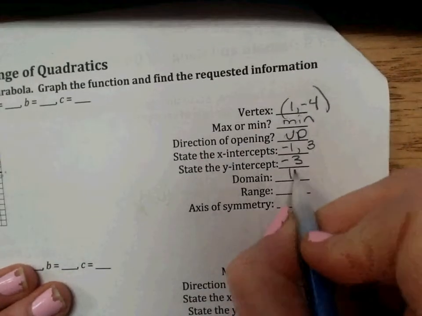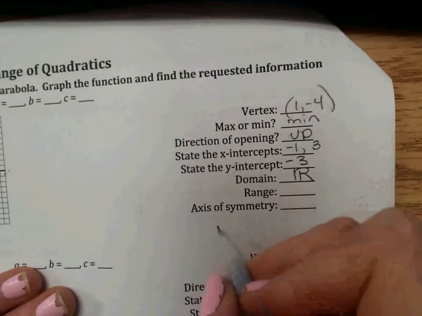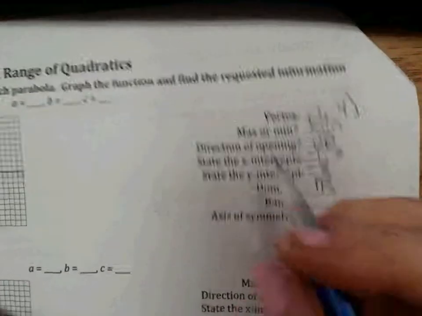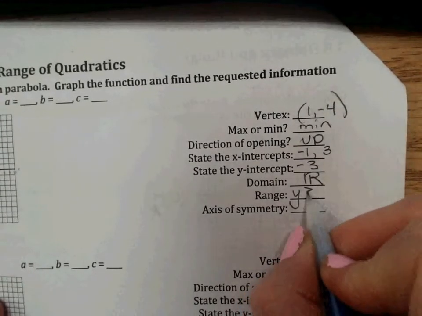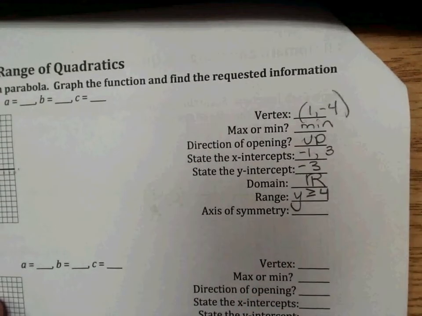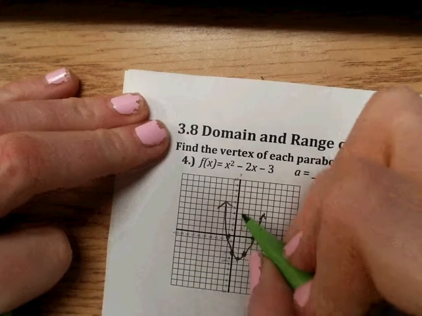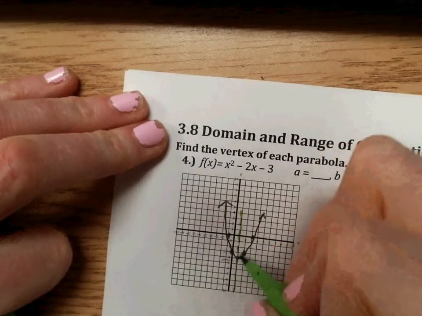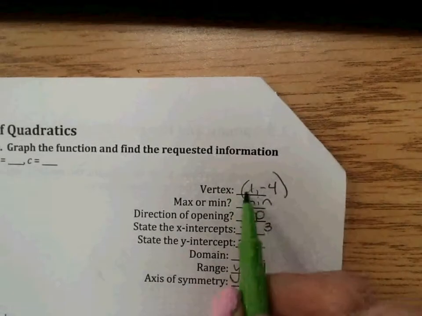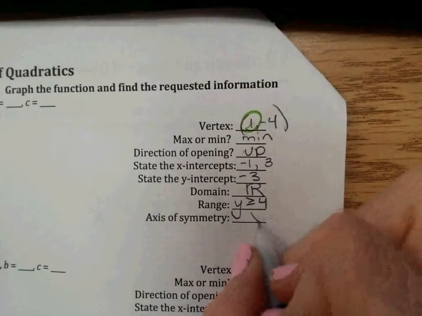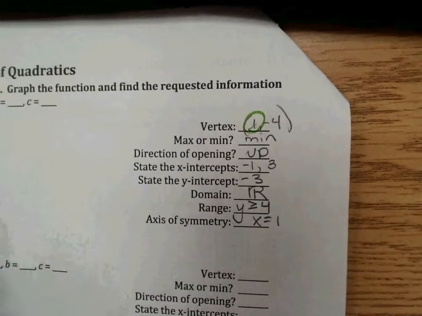Domain, it's a parabola, so all real numbers. Range, look at our minimum value for y, so it's going to be y is greater than or equal to negative 4. The axis of symmetry here is going right through 1. Again, that's the x value of the vertex, so x equals 1 is your axis of symmetry.